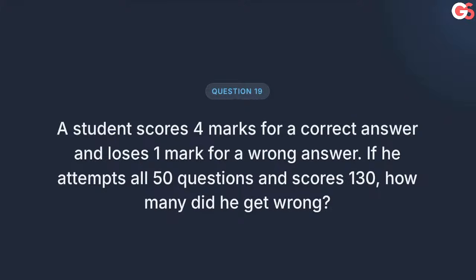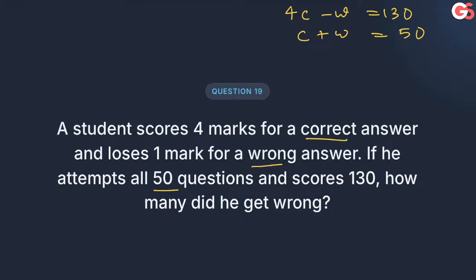A student scores 4 marks for a correct answer. Let's say he did C correct answers, and I am taking W as wrong answers, so he will get marks 4C minus W. Okay, and he scores 130. It's also known that there are 50 questions in total. So C plus W is equal to 50. How many did he get wrong? It's a very basic, very simple question.